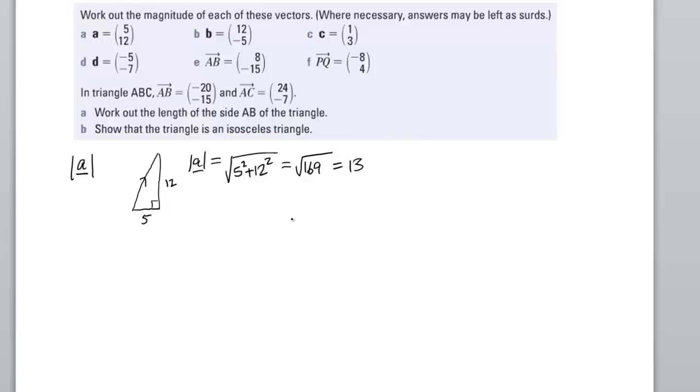Let's have a look at B. B is another triple. It's the same triple, isn't it? We'll do without the diagram this time. It's the square root of 12 squared and minus 5 squared.